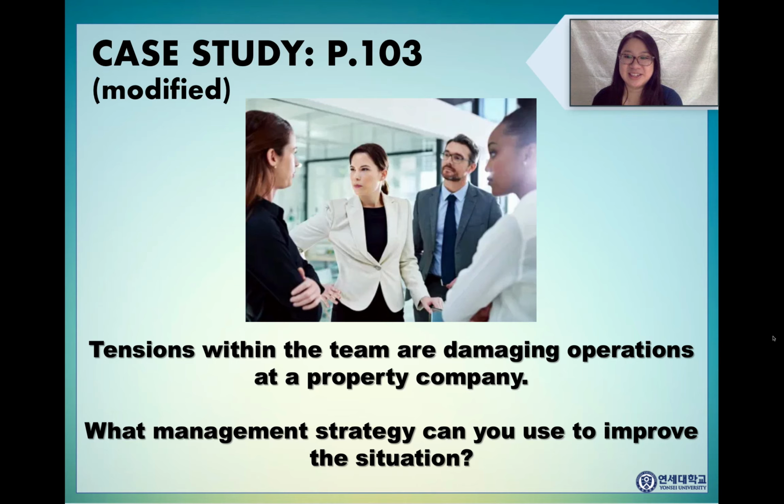So in this case study, they talk about some tensions within a team, and these tensions are damaging the operations at a property company. This is a company that has many consultants that help clients buy property. What kind of management strategy can you use to improve the situation? These employees are having lots of conflict and they need management to step in and help improve their work environment.